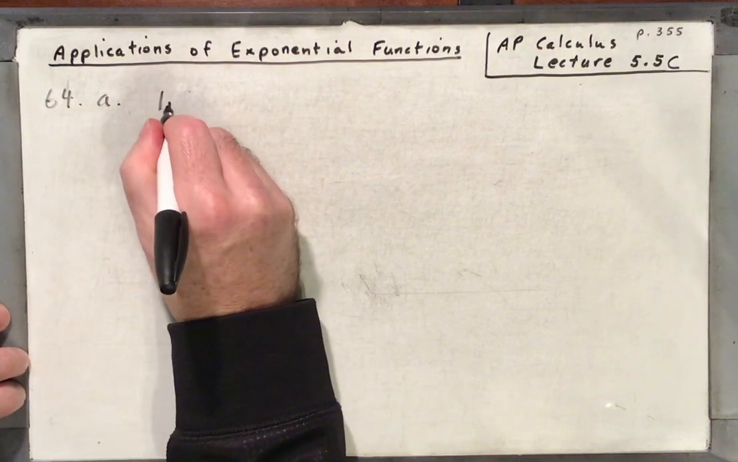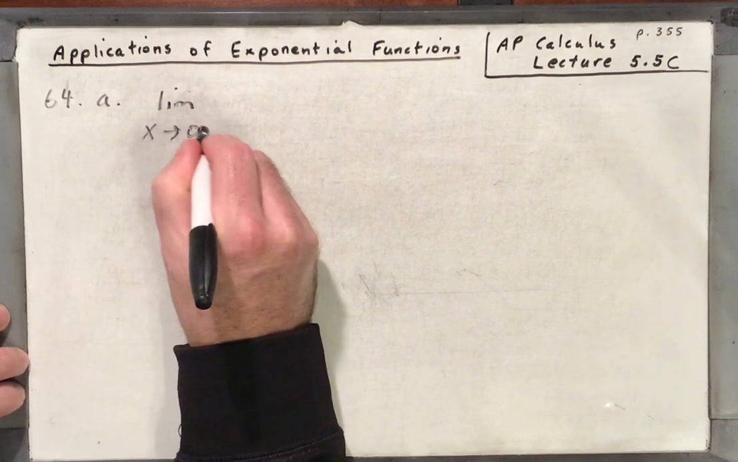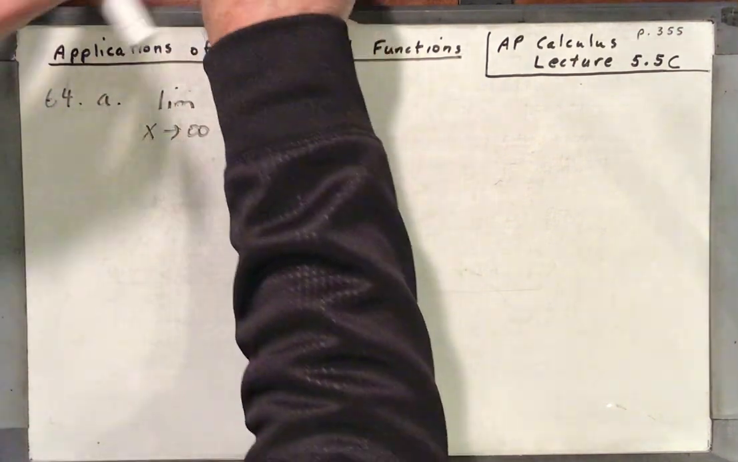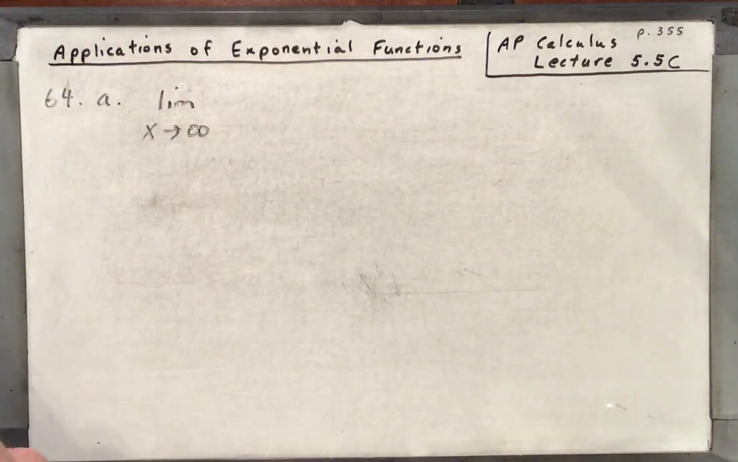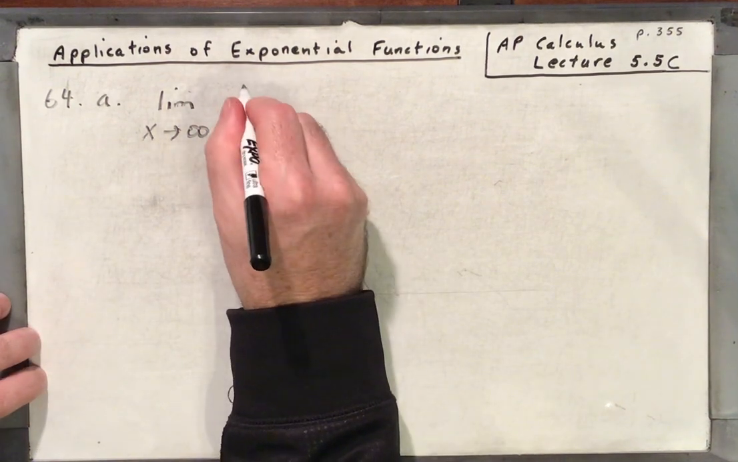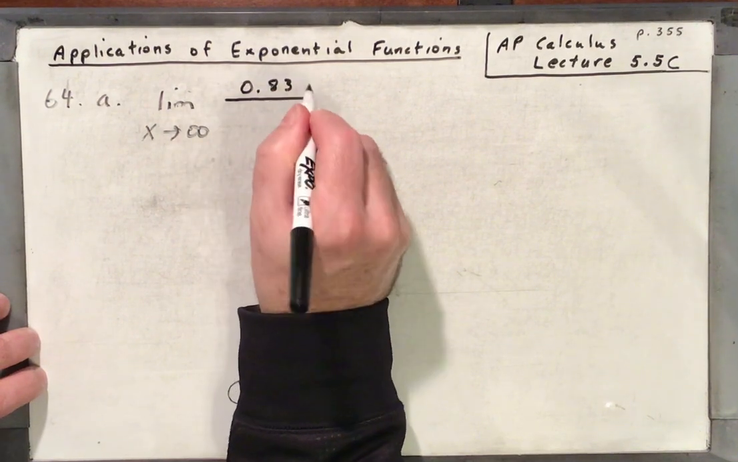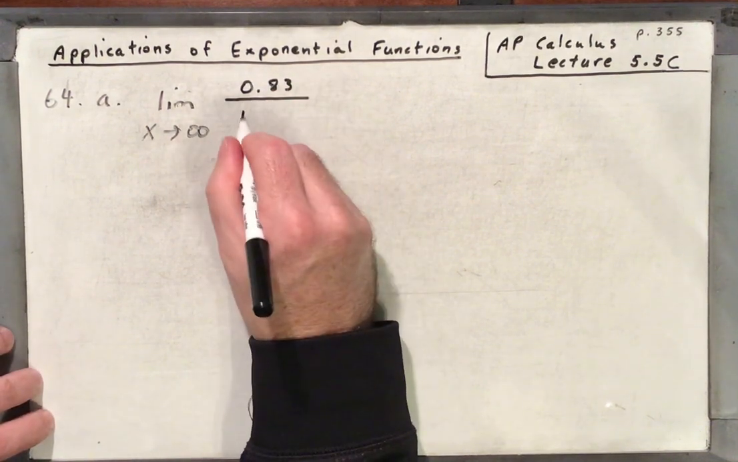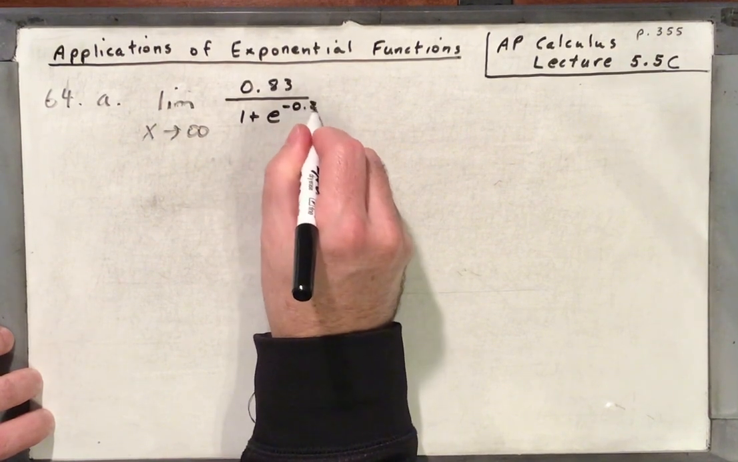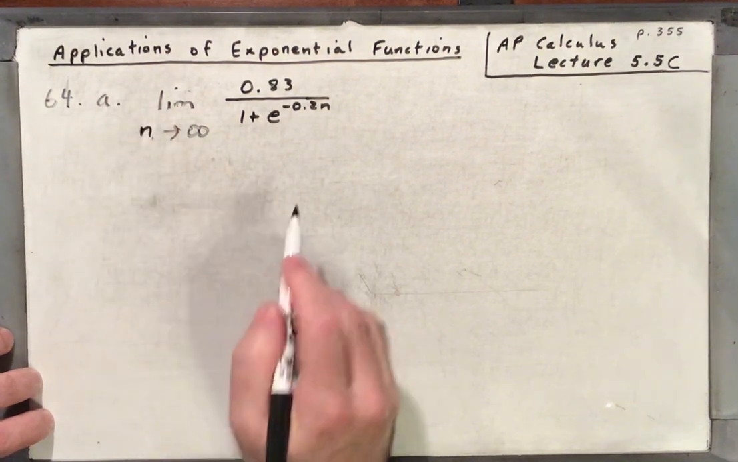So we would take the limit as n approaches infinity of 0.83 over 1 plus e to the minus 0.2n. This marker's not looking so hot at the moment, so I'm going to try a different one.